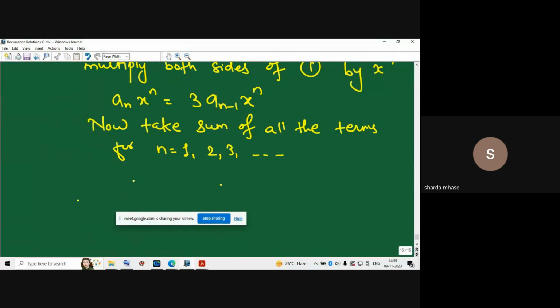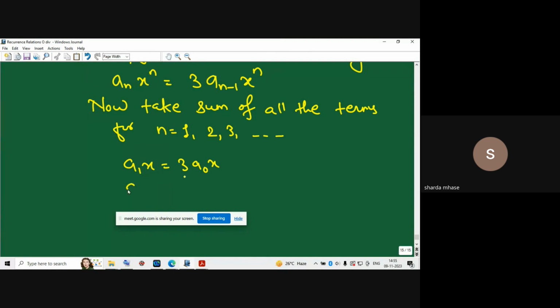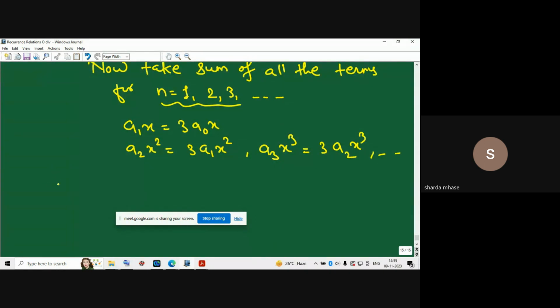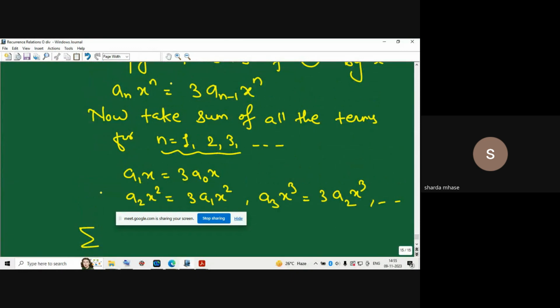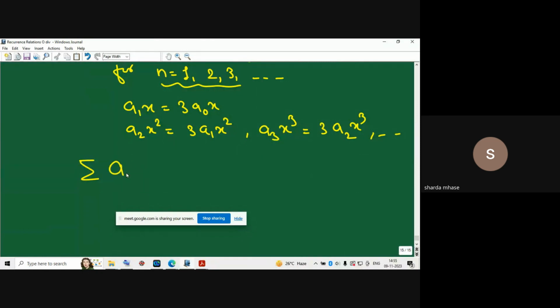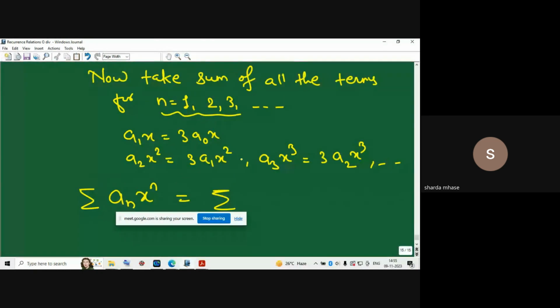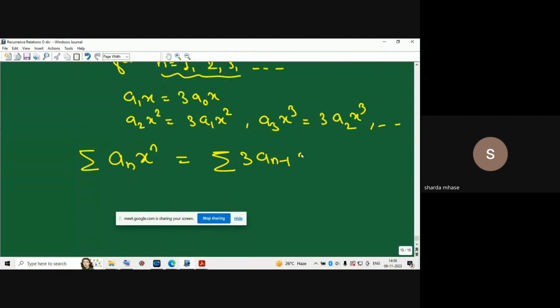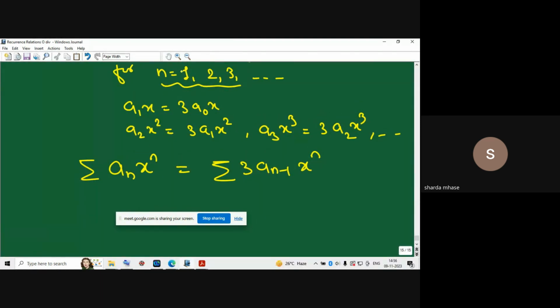So what will happen? For example, one term will come a_1 x, equal to 3 times a_0 x. The next equation will be a_2 x squared equal to 3 times a_1 x squared. Then putting n equal to 3, a_3 x cubed equals 3 times a_2 x cubed. If I add all such equations, taking the sum of all the terms for various values of n, I get sigma a_n x to the power n equals sigma 3 times a_{n-1} x to the power n, and n is varying from 1 onwards.